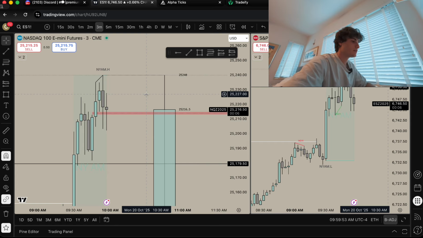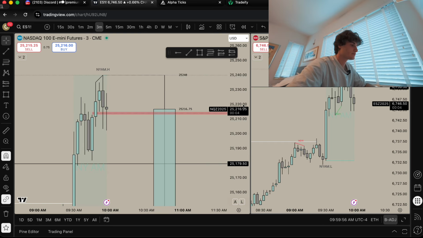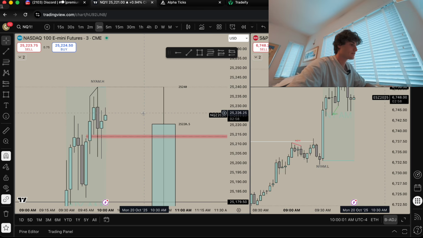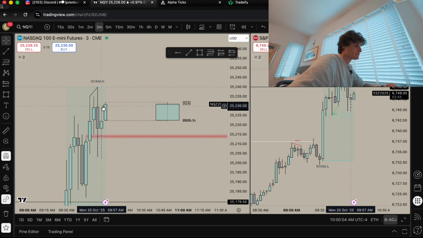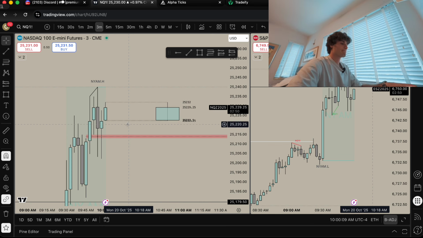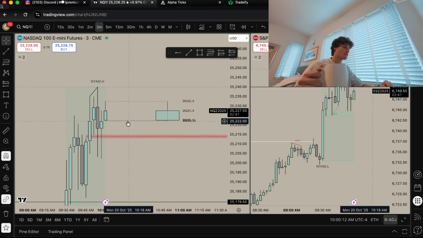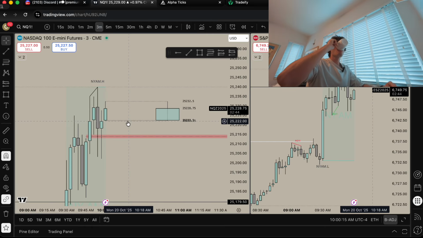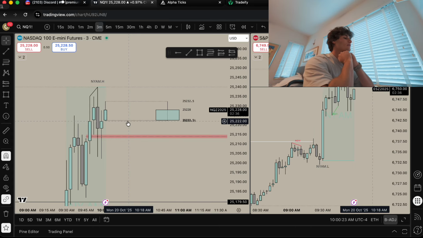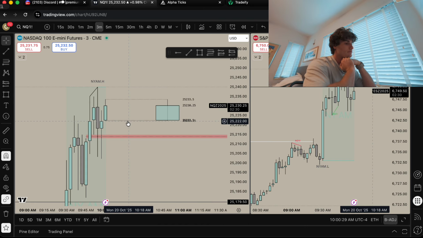Seven, 6, 5, 4, 3, 2. Okay, 10 a.m. just opened. Let's see what happens. Let's see if we make a new high. Get some more SMT and then inverse this M3. We're just waiting. We're just playing the waiting game here. Would be nice to get more SMT here.